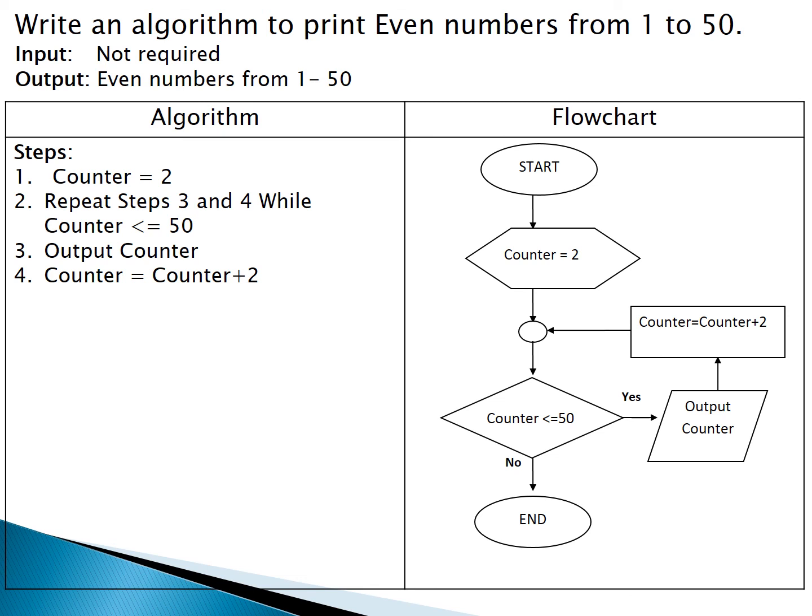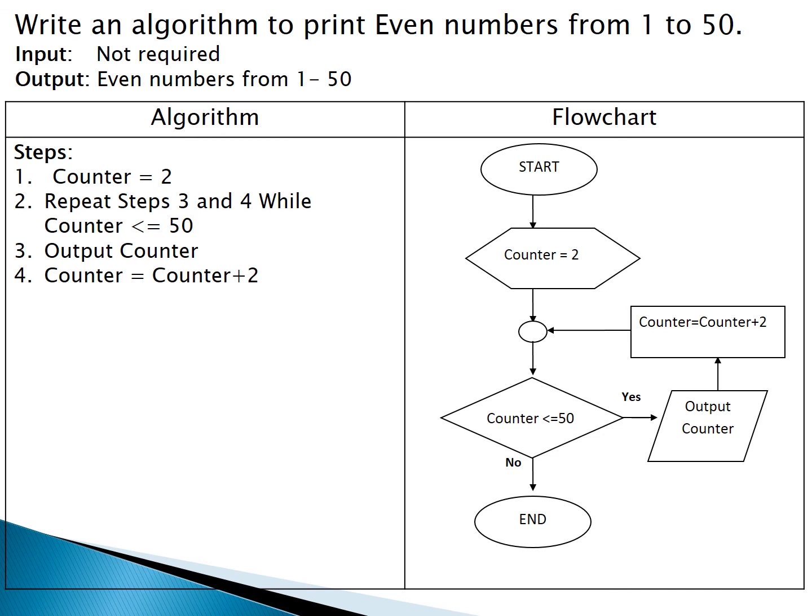Then we are going to write an algorithm to print even numbers. Another example we are taking is even numbers from 1 to 50. Students, as you know, even numbers means 2, 4, 6, 8, 10. This all comes under even numbers. So we are taking these even numbers up to 50. Input here is not required. Output is the even numbers from 1 to 50.